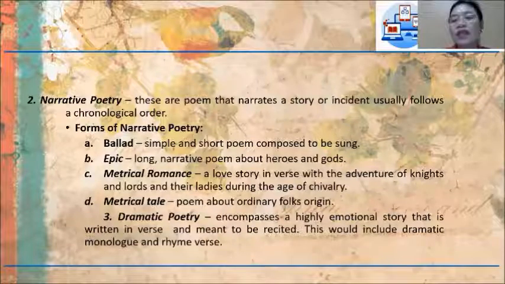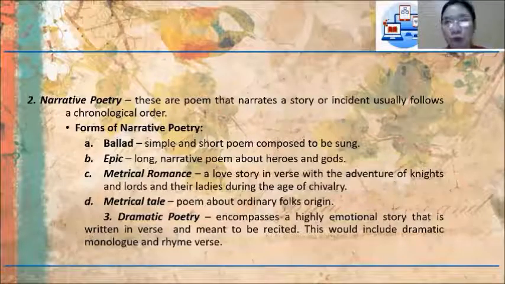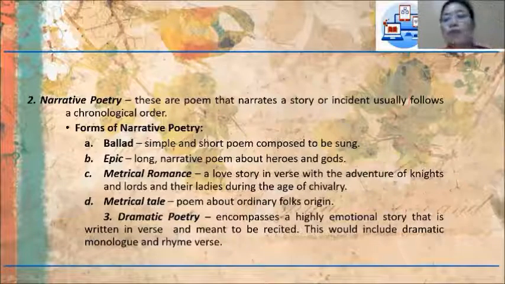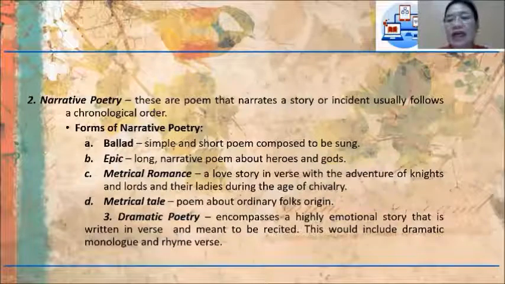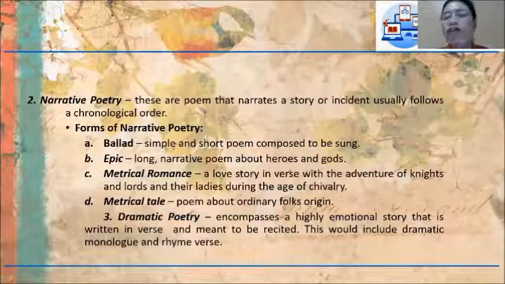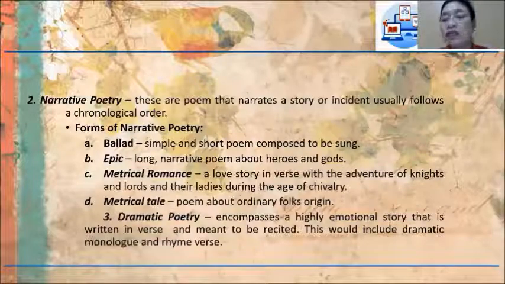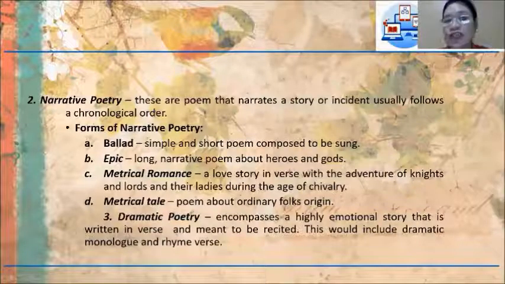Okay, so what are the different forms of narrative poetry? Ballad. It is a simple and short poem composed to be sung. Okay, and then epic or epico. It is a long narrative poem about heroes and gods. And then metrical romance. So when we hear the word romance, it is about a love story, okay, in verse, because we are talking here of poetry.